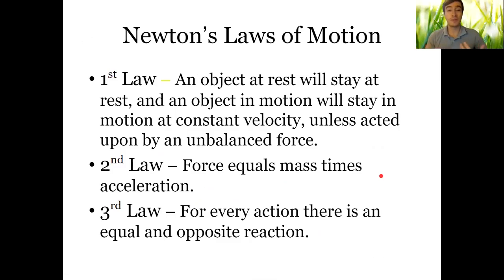If you write them out in big, fancy verbiage, it looks something like this. Newton's first law of motion that we'll be talking about today is that an object at rest, meaning not moving at all, will stay at rest, and an object in motion will stay in motion at constant velocity unless they are acted upon by an unbalanced force. And again, we're going to spend a whole bunch of time today talking about what all of these different parts mean.